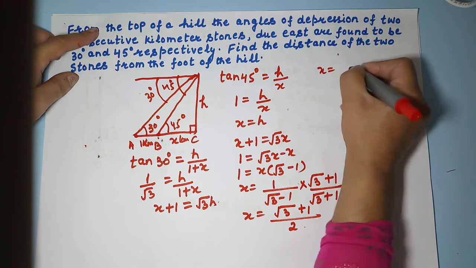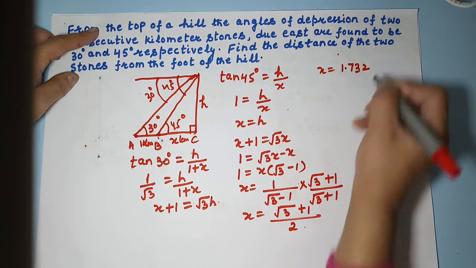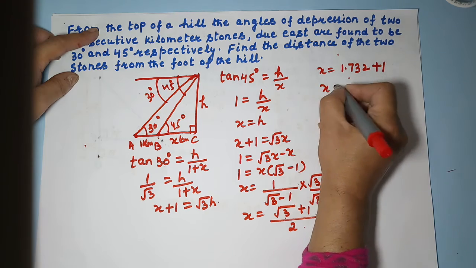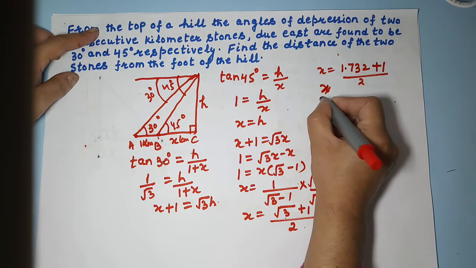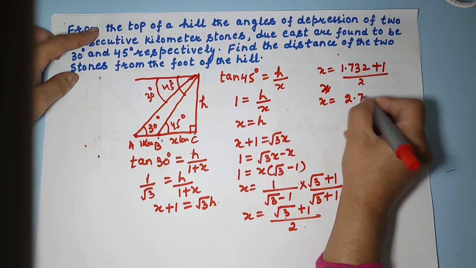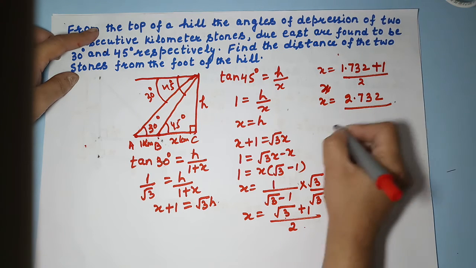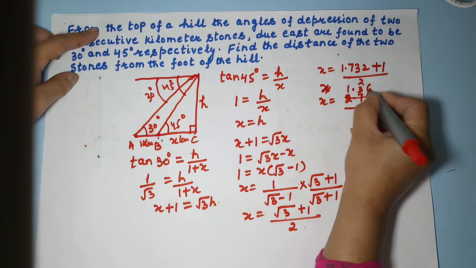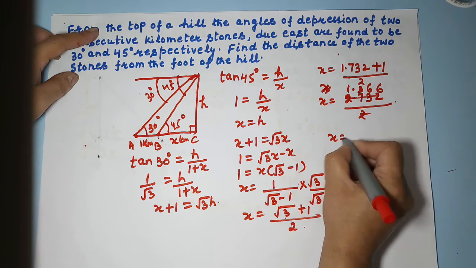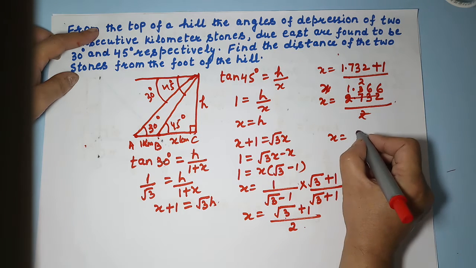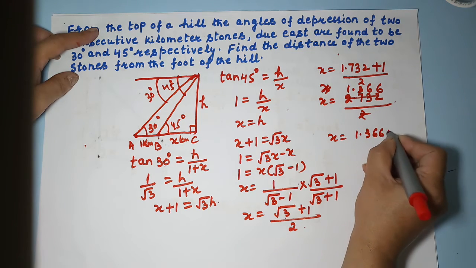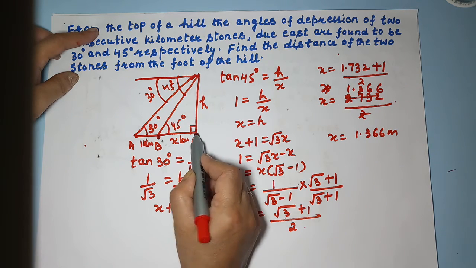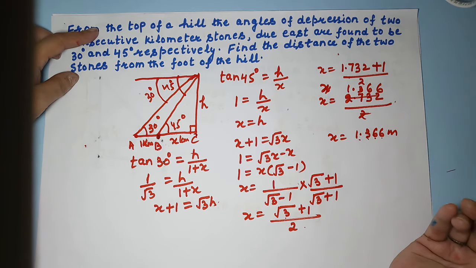So x is equal to, replacing root 3 by 1.732, 1.732 plus 1 upon 2. So my x will be 2.732 upon 2. So I got my x as 1.366 kilometers. So the distance of this B stone from the foot of the hill is 1.366 kilometers.